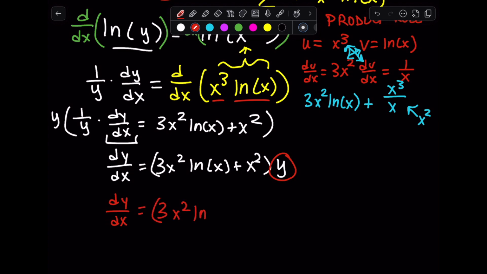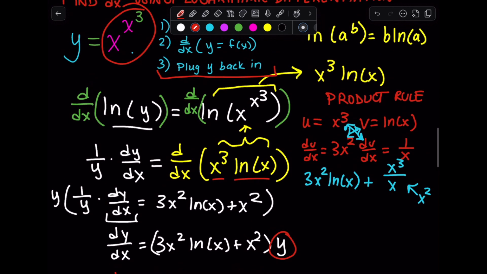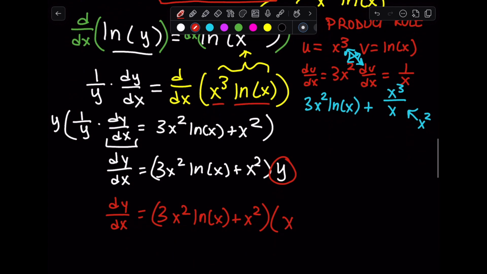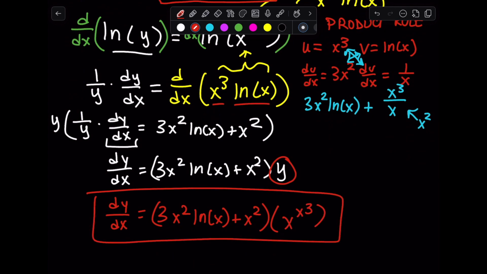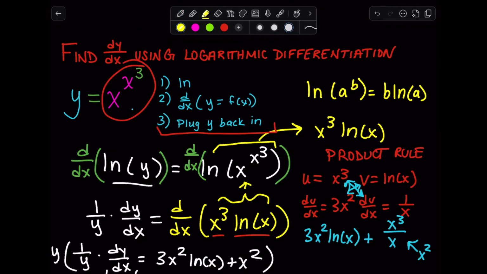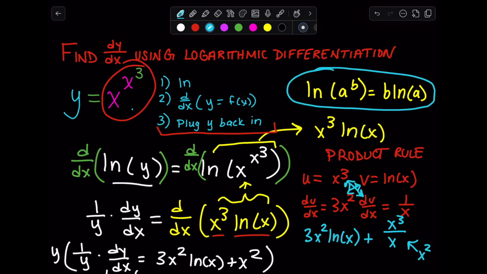So our final answer comes out to 3x squared ln x plus x squared, all multiplied by the original problem statement given, which is x to the power of x cubed. So again, just to reiterate, the entire reason we do logarithmic differentiation is so we can utilize the logarithmic simplification rules like this one to simplify our problem statements and more easily get the derivatives of them.